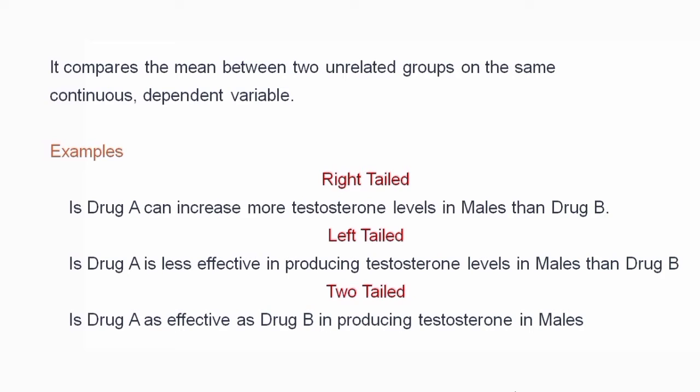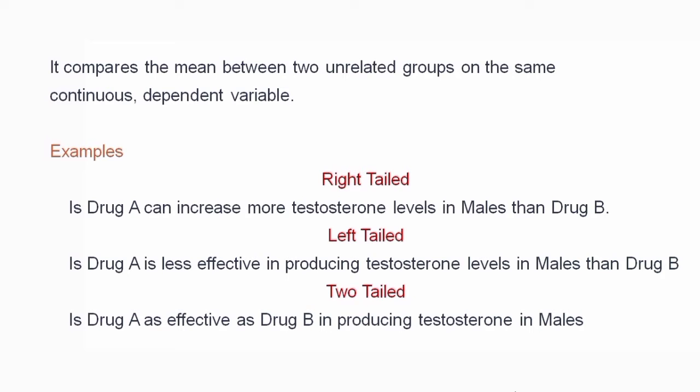If the two groups were related, then we go for the paired t-test. The video on the paired t-test will be coming soon. Here we have two unrelated groups, and when it is unrelated, we have IST. So what are the examples of IST?